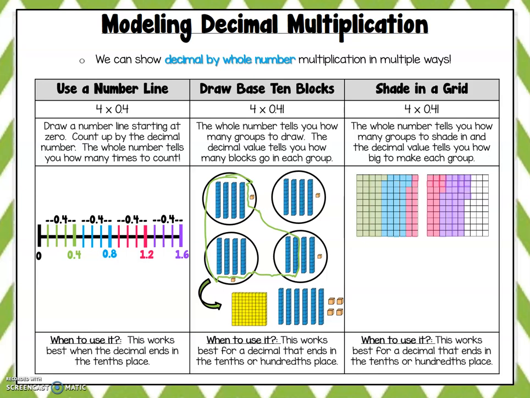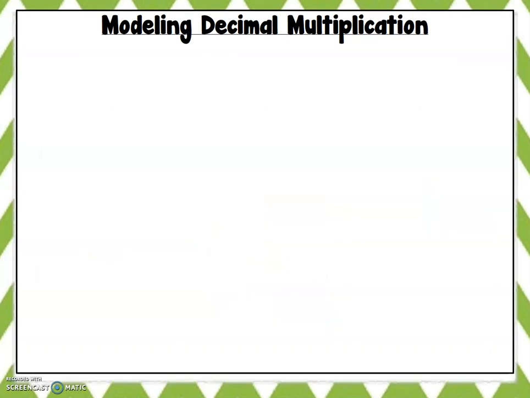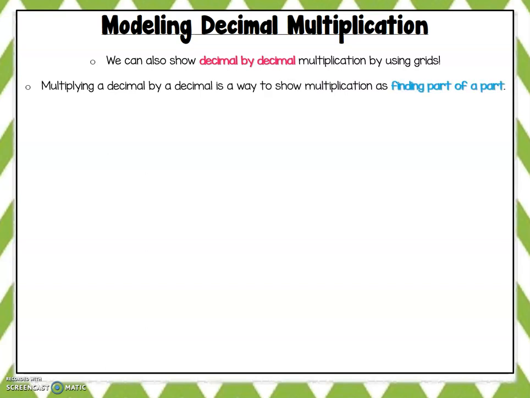Okay, let's take a look at one more type of decimal multiplication model, but this time we're going to model multiplying a decimal by a decimal. And again, we use a grid for this. Multiplying a decimal by a decimal is a way to show another new type of multiplication. This time, we're going to be showing when we can find a part of a part.